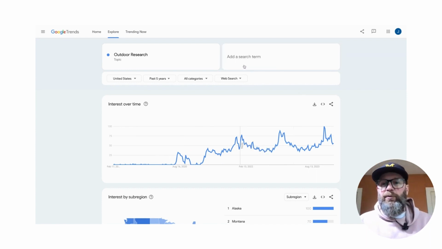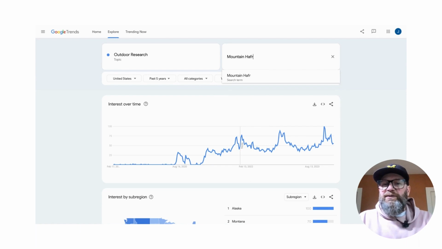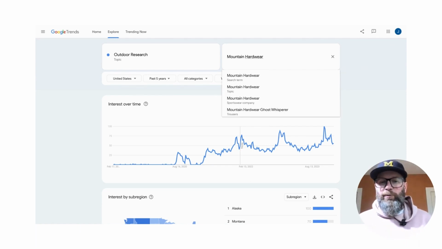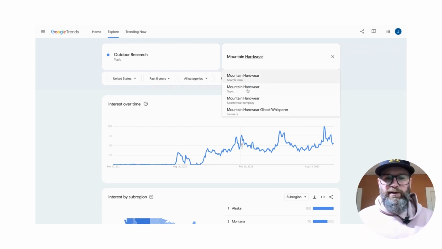So let's look at another brand that I think, just off the top of my head, is going to be very similar in size and interest. That's just a guess. We're going to look at Mountain Hardwear. Now, this one gets a little weird, so that's how you spell Mountain Hardwear, the brand. A lot of people misspell it and use the traditional spelling of hardware, but they got cute with that name.